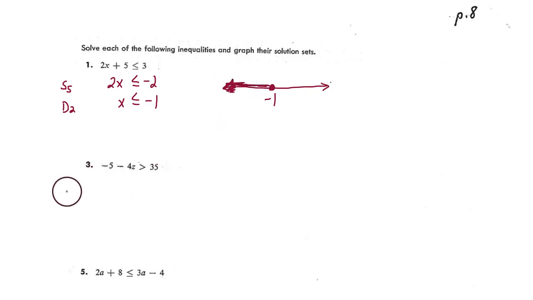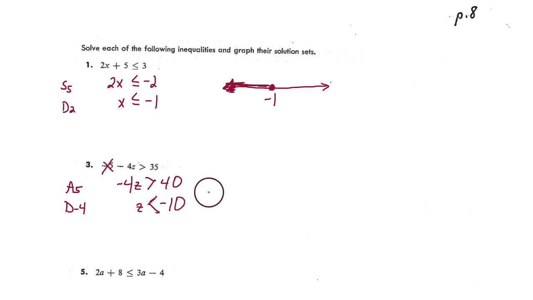Number 3, add 5 to both sides because adding 5 will cancel the negative 5. Now we have 40. Notice when I canceled the negative 5, I was careful to keep that minus 1. Now divide by negative 4. When you divide by a negative, what happens to that arrow? It switches. And 40 divided by negative 4 makes negative 10.